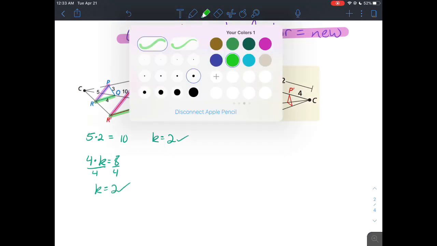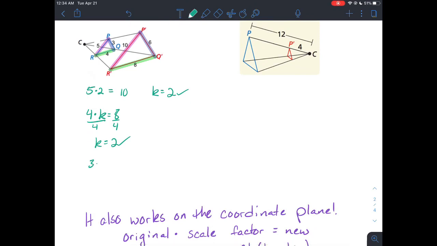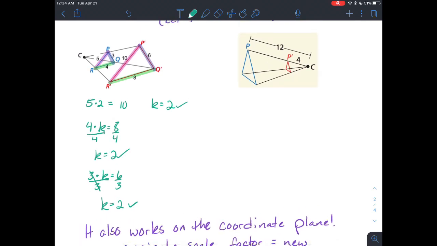And then if I wanted to just verify that one more time, it works on all the sides. Right? PQ at 3 is going to become P prime Q prime 6. Well, 3 original side length times the scale factor equals the new side length. So 3 times k equals 6. Solve for k. That's multiplication. We're going to do the opposite and divide. Those are going to cancel out. We're left with k. 6 divided by 3 is 2. So the scale factor is 2. So triangle P prime Q prime R prime is twice as big as the original PQR.